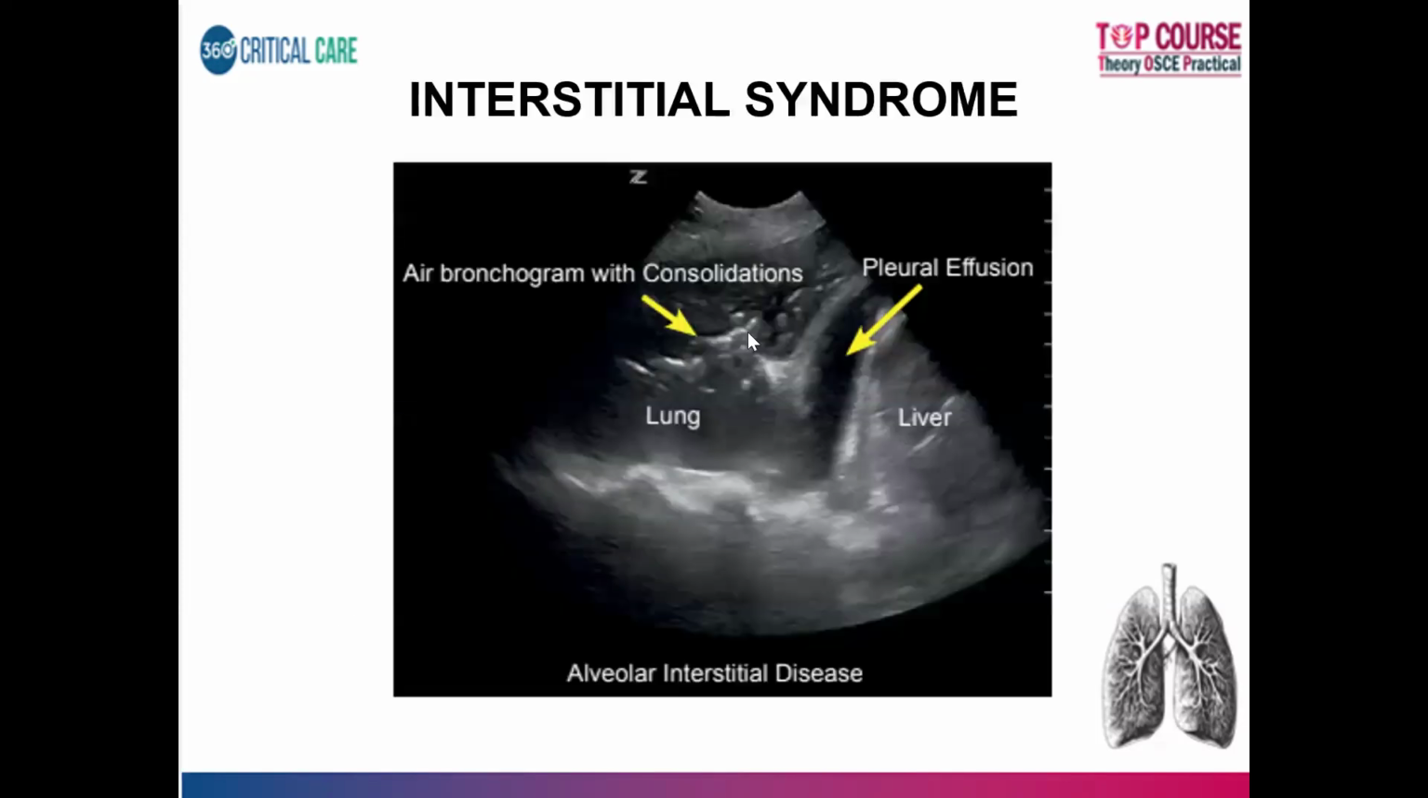Coming to interstitial syndrome, here we see an image wherein you can see some air bronchograms, pleural effusion, and the lung and the liver. So what is this view? Which part of the lung? Which point? Come on, guys, I've already given the answer. It's the PLAPS point. Yes, excellent, it's the right PLAPS point. So you see here how many pathologies we could pick up.